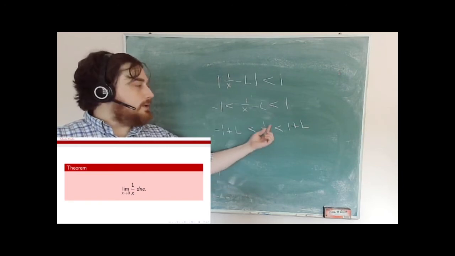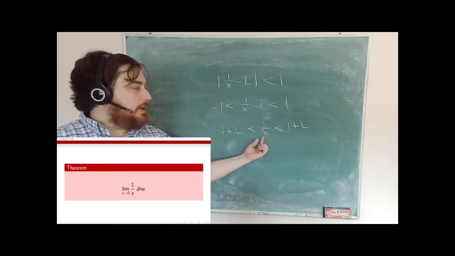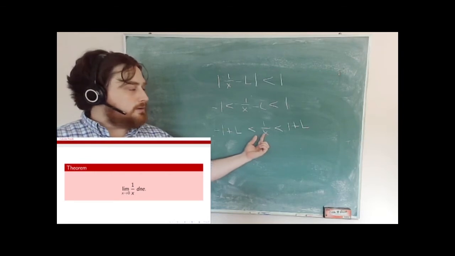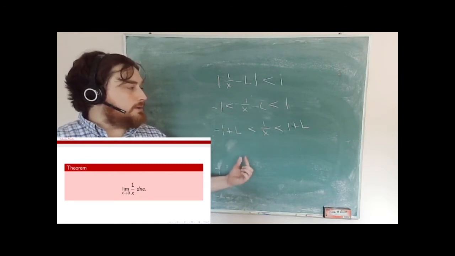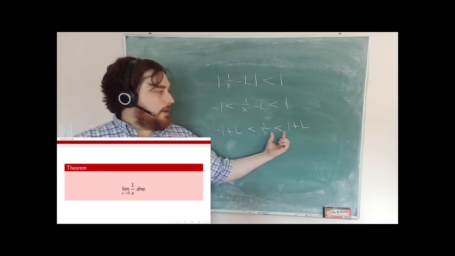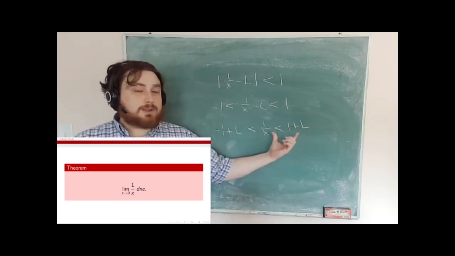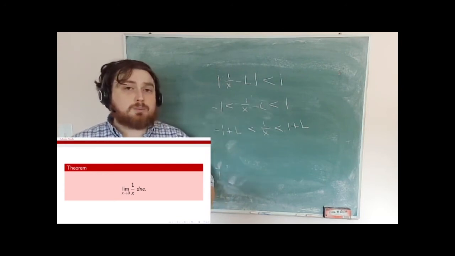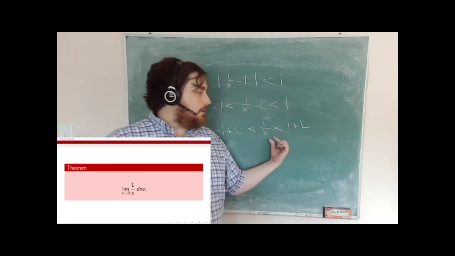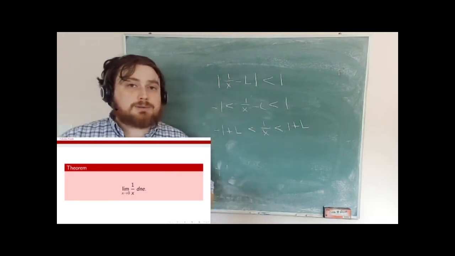However, if we actually look at 1 over x as we approach 0, what's going to happen is this is going to get arbitrarily large in either the positive or negative direction, depending on whether x is positive or negative. So we know that eventually, in the positive direction, it's going to be bigger than 1 plus L. In the negative direction, it's going to be smaller than negative 1 plus L. So what we have to do is prove that that actually happens.